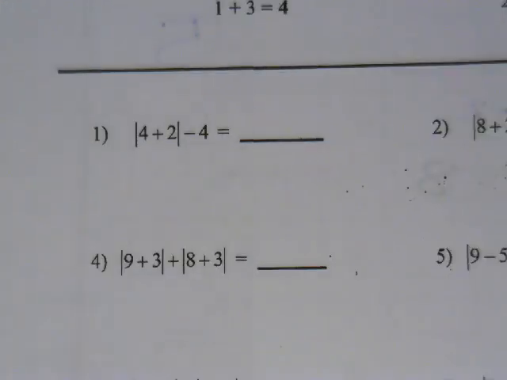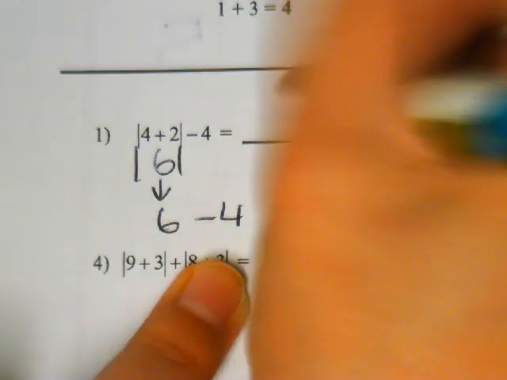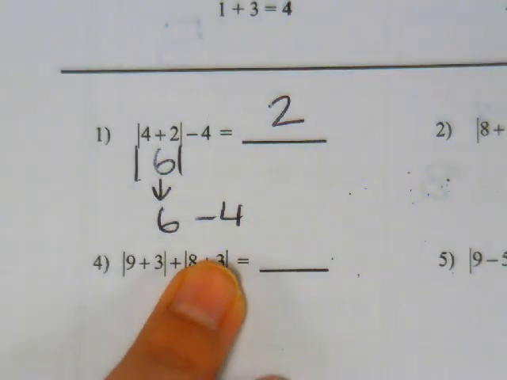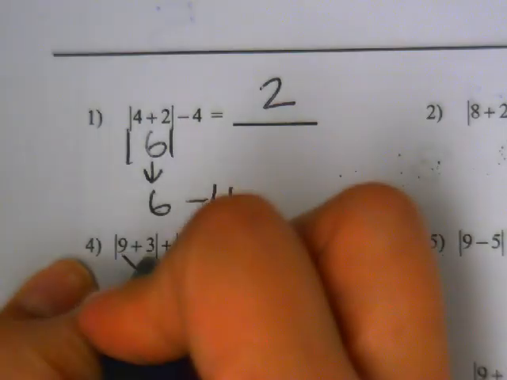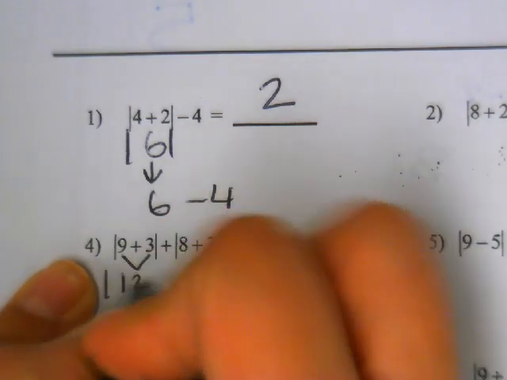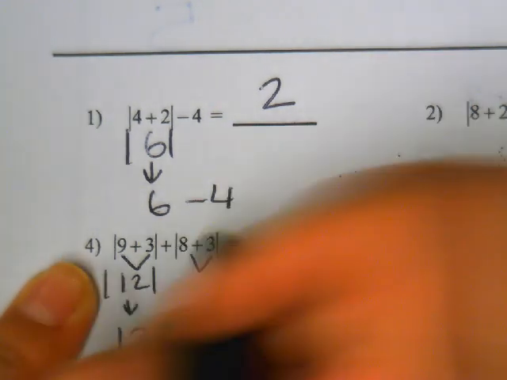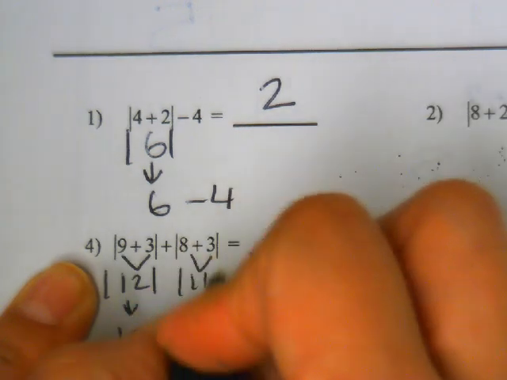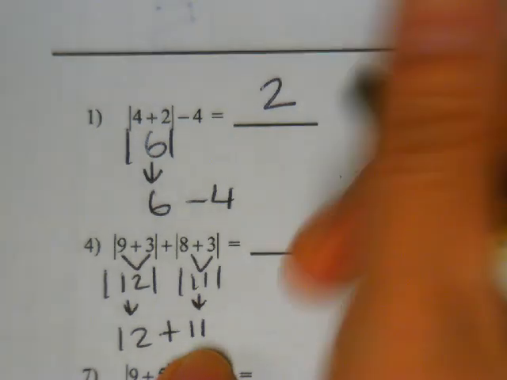You guys do number 1 before I do. Okay, so 4 plus 2 is 6 in the bars. Give me 6 minus 4. What's 6 minus 4? 2. Alright, pretty simple. I'm going to do number 4 because it's in the camera. 9 plus 3 is 12 in the bars. Take it out. We have 12 plus 8 plus 3 is 11, right? In the bars. Take it out. 11. 12 plus 11 is 23.